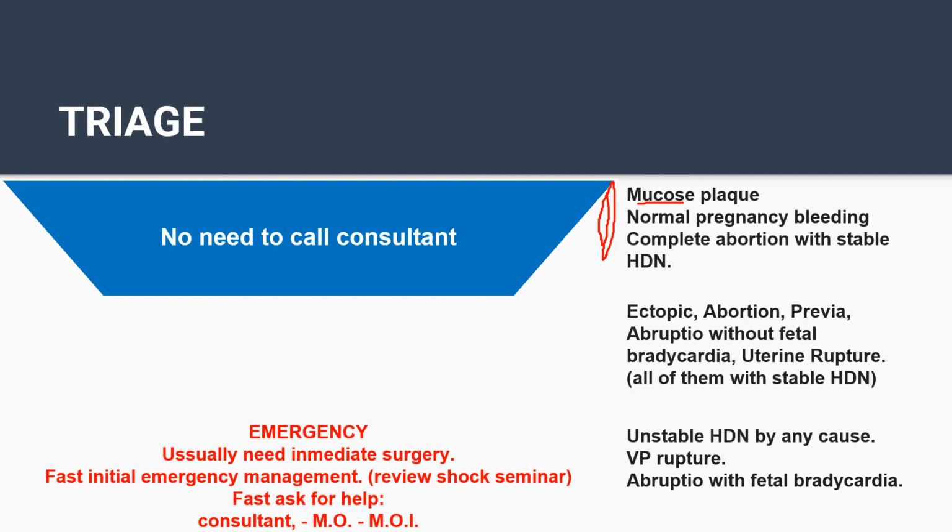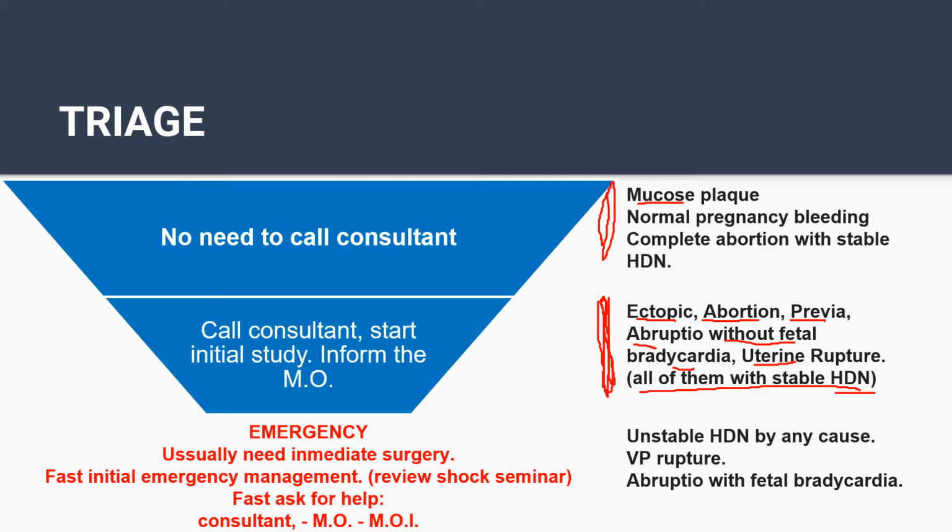There are some intermediate situations, not the very big emergencies, but it's important to call the consultant. That is ectopic pregnancy, abortion, all the other types of abortion, placenta previa, placenta abruptio but without fetal bradycardia, uterine rupture, but all of them with a stable hemodynamic must be managed by the consultant, or at least have the opinion of the consultant, and start the initial study and inform the medical officer, because the patient will need a cesarean section now, but the decision of that can be taken with more time.